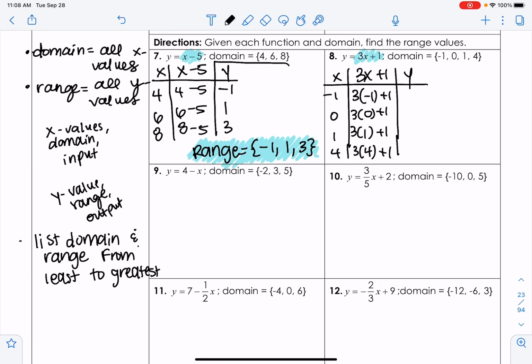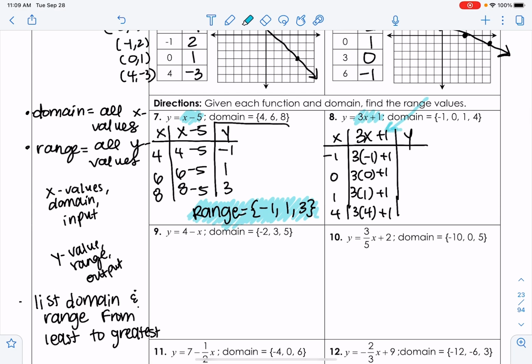And you just solve. You can plug whatever's in the middle section straight into your calculator. There's pretty much no way you'll get it wrong if you're setting it up correctly. So you'll have 3 times (-1) plus 1, and you'll get -2.